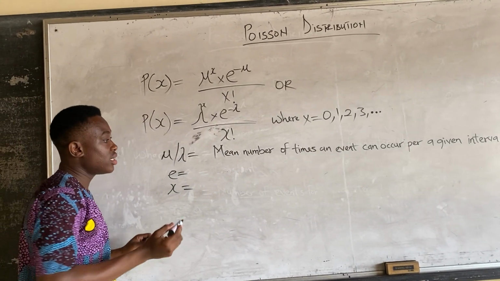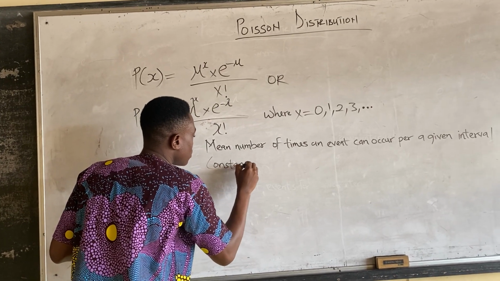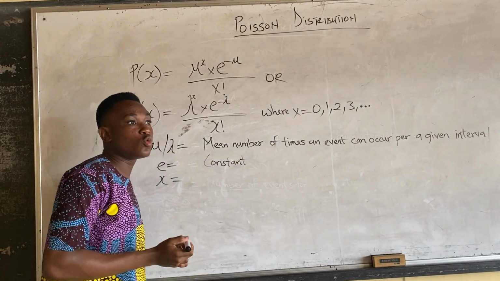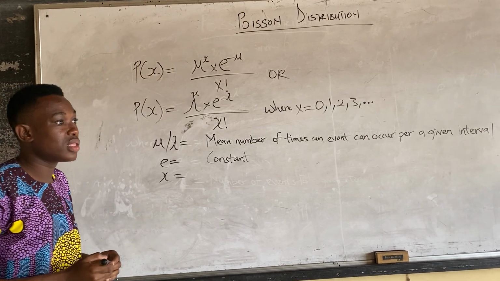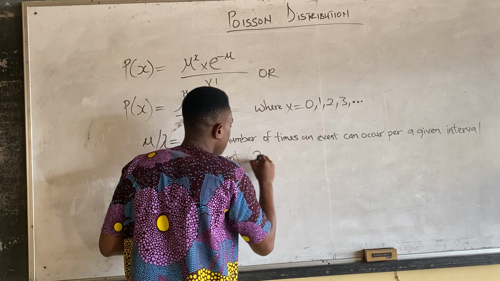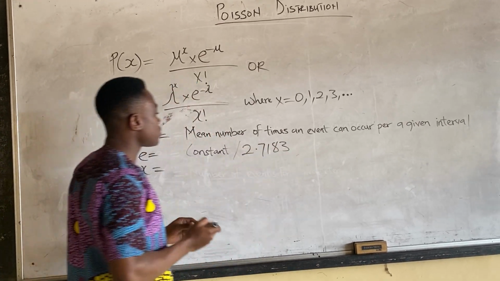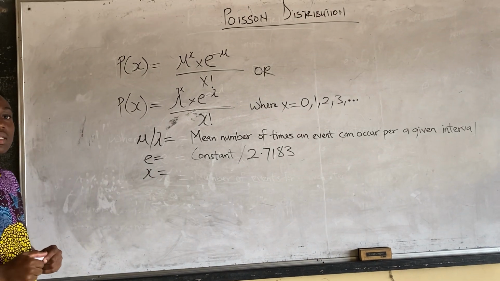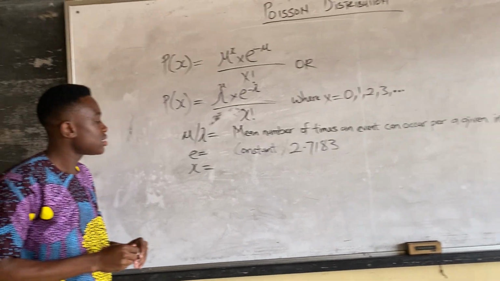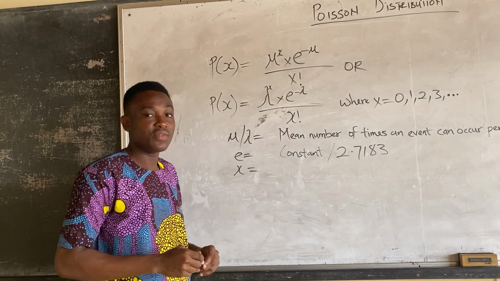And our E is a constant whose value is 2.7183. Our X is the number of events in a given interval.